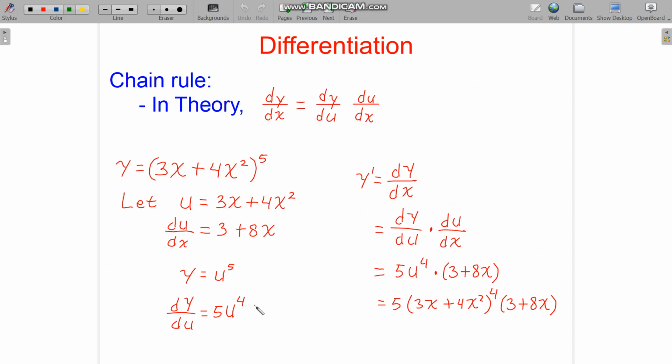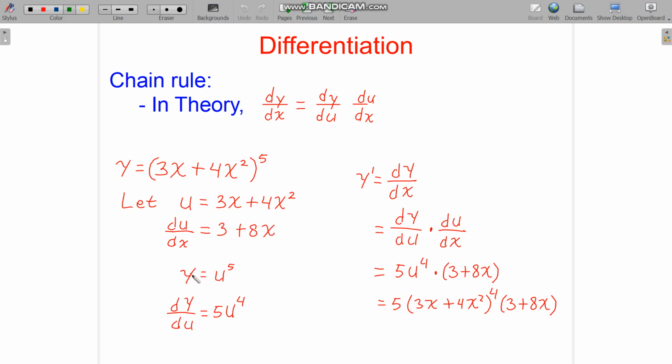And chain rule. So in theory, we have this concept dy/dx is the same as dy/du times du/dx. So it's just kind of like multiplying fractions. The du cancel out, we have only dy/dx. So for example, if we have y equals (3x plus 4x squared) all to the 5th power, we use another letter, let u be the base, 3x plus 4x squared. The du/dx, we differentiate u with respect to x, so we differentiate this, we get 3 plus 8x.